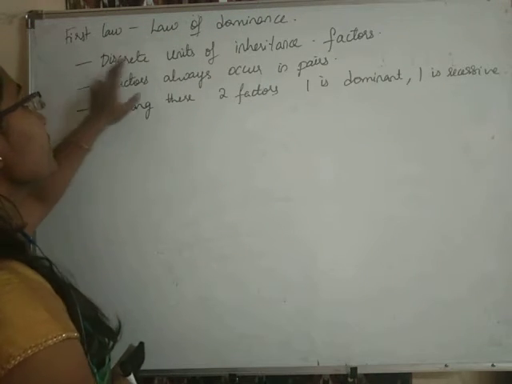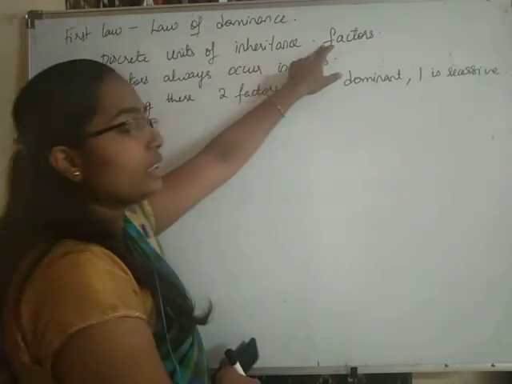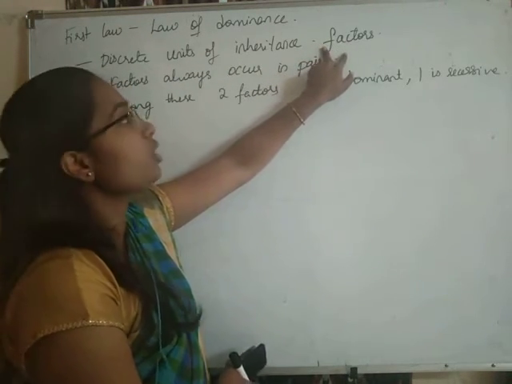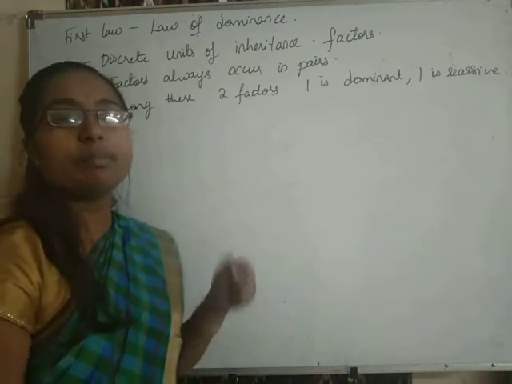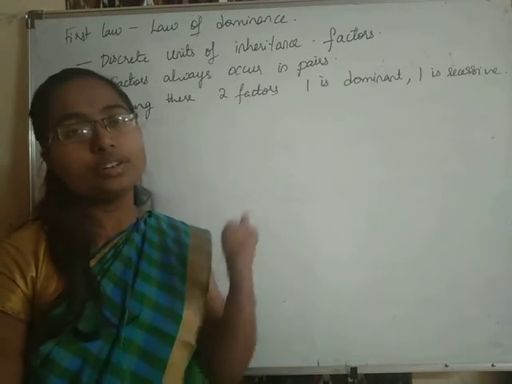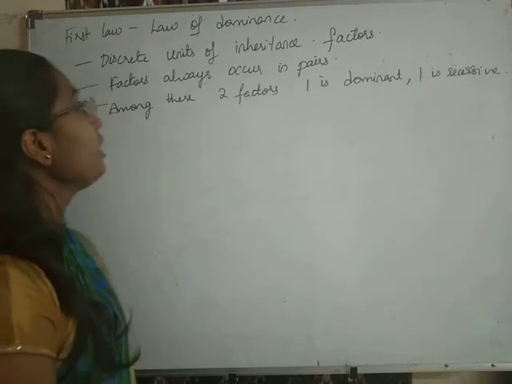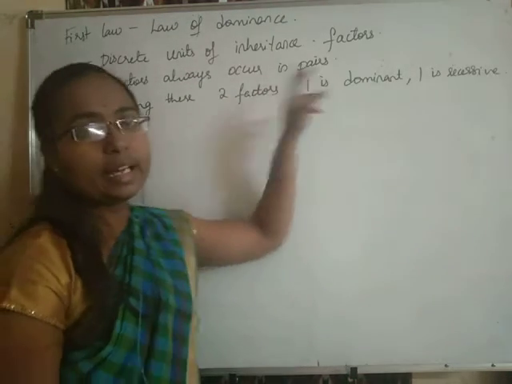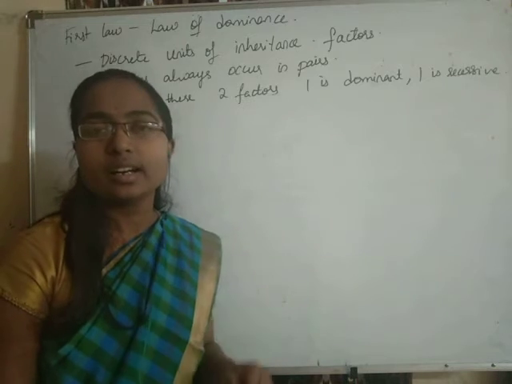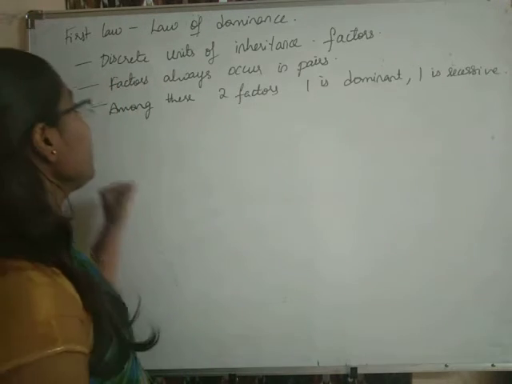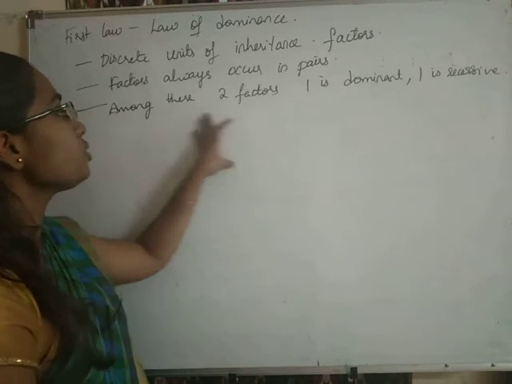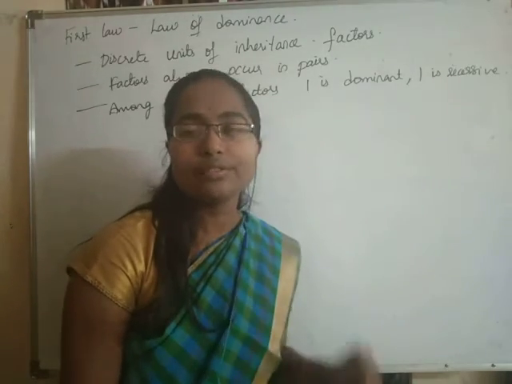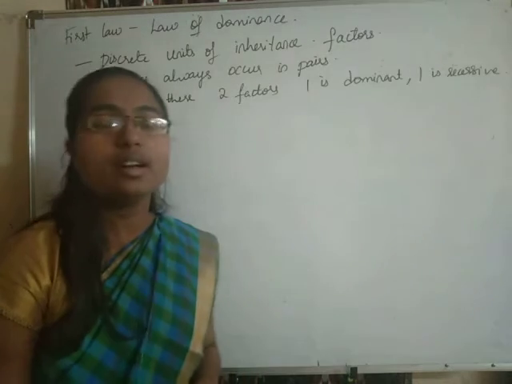He is saying that discrete units of inheritance called factors are present in living organisms, which are responsible for passing on the characters from one generation to another. He also added that factors always occur in pairs, and that among these two factors, one is dominant and the other is recessive.